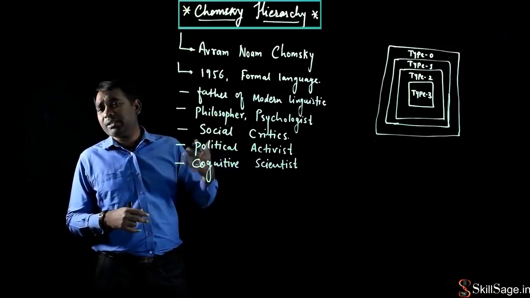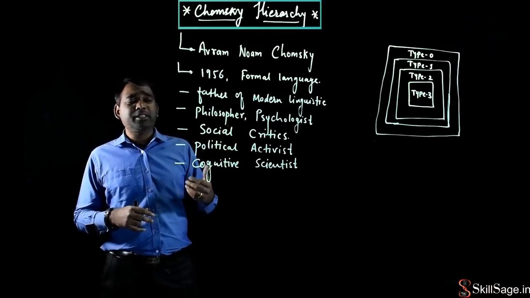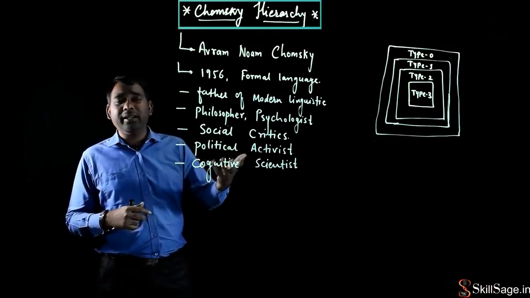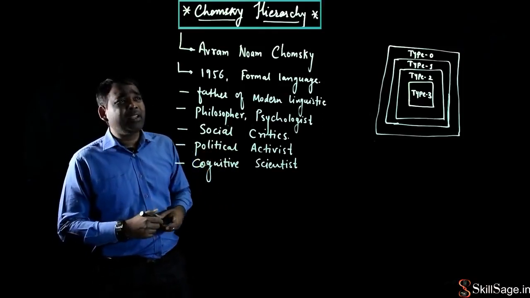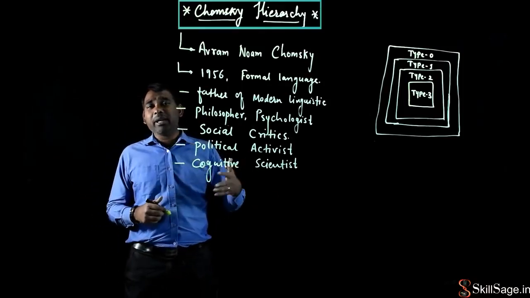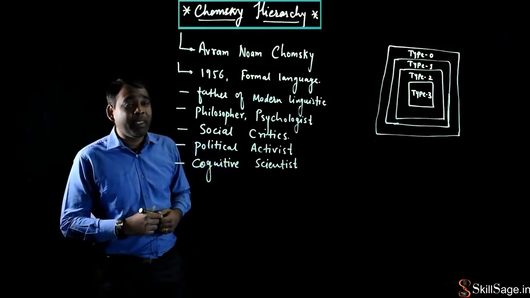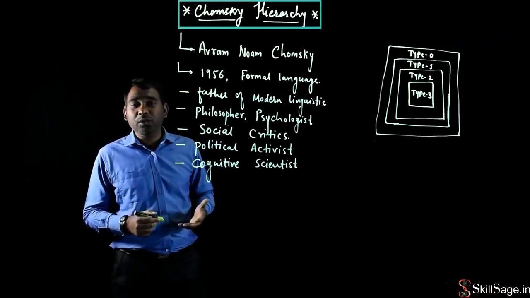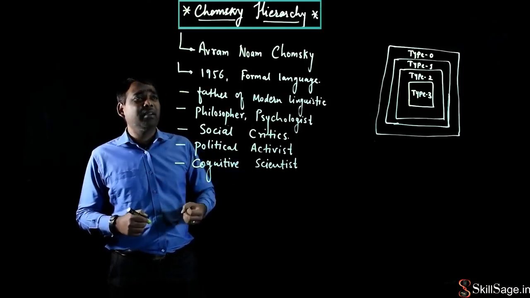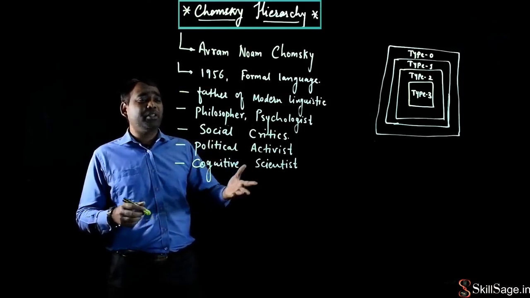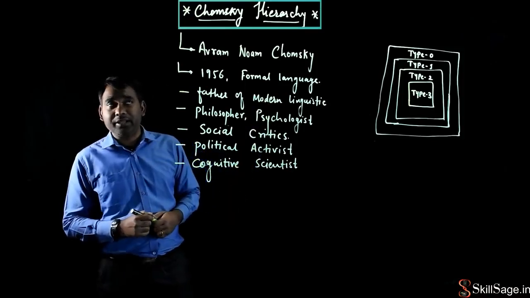He is a philosopher. He is a psychologist. He is a social critic, political activist, and he is currently working as a cognitive scientist. He is associated with many universities like MIT and the University of Arizona, and he is still alive. He is 90 years old, and he is still making valuable contributions in these different areas.